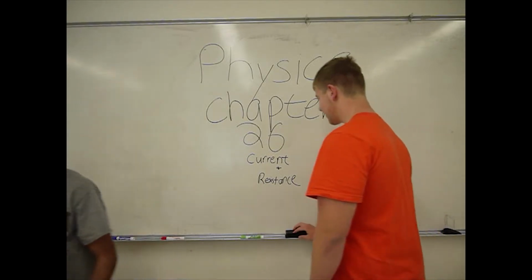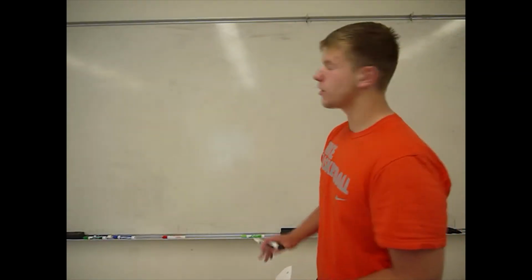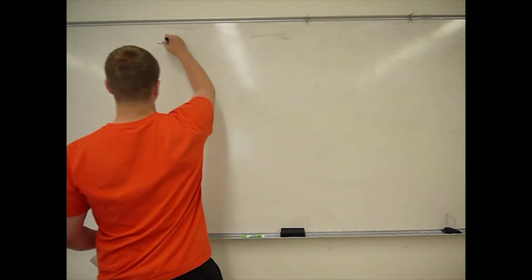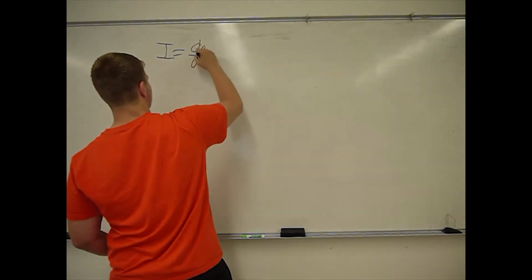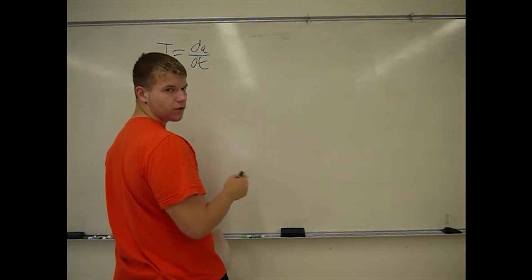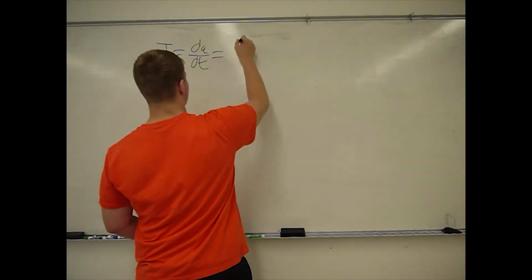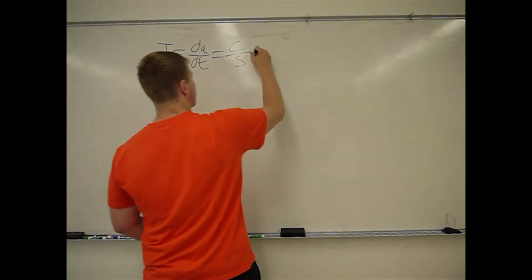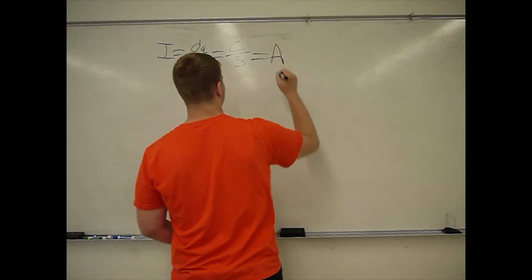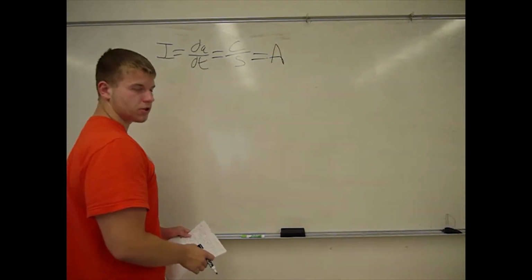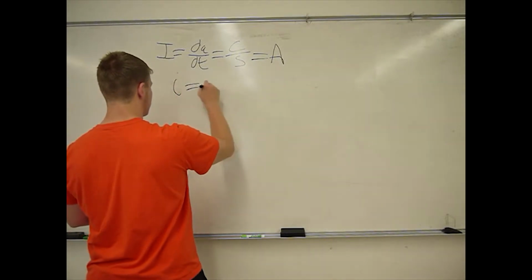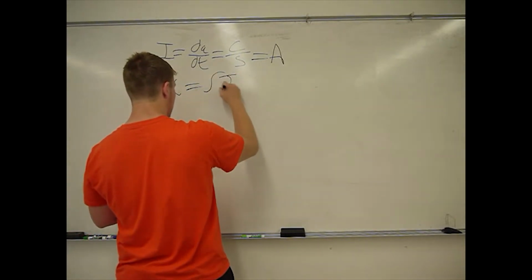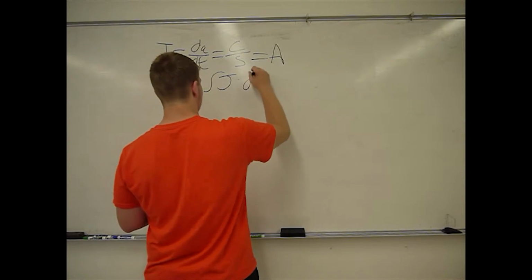Okay, fine. We're going to start chapter 26 off starting with current. That is I equals dq over dt, which is the change in the charge over the change in time. That comes out to coulombs per second, or the ampere. From there, we also go into current density, lowercase j. That equals the integral of J dot dA.